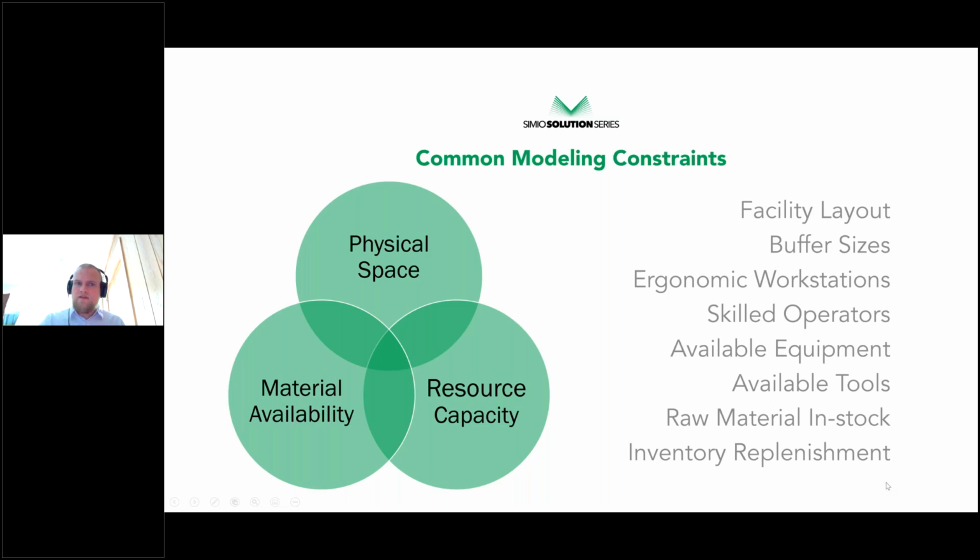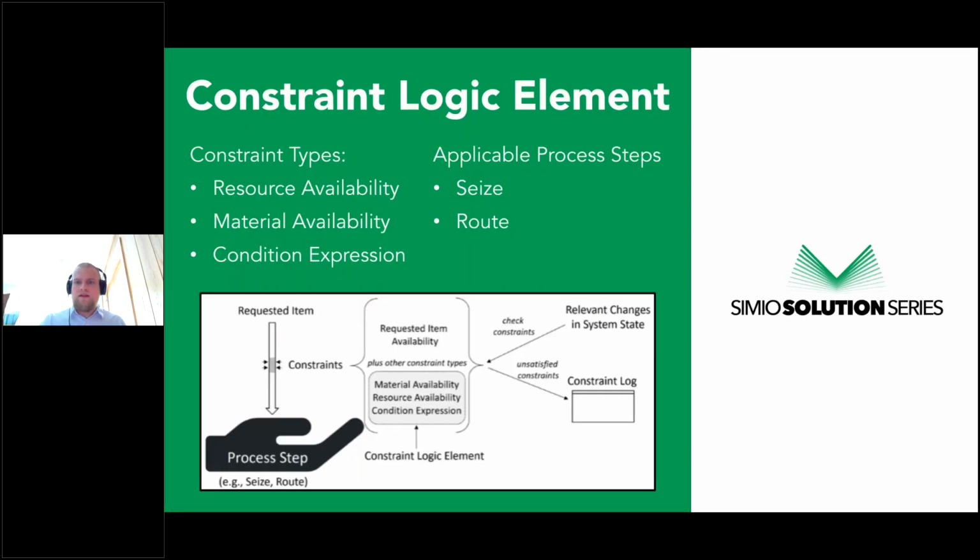Now, let's introduce this constraint logic element within Simio here. And this element is one of the newer features within Simio that allows users to more easily set up different constraints within their system. Within this element, there are 3 different constraint types that you can configure: a resource, material availability, or a condition expression, which just allows you to set a custom expression that is evaluated and must be true before proceeding through the constraint.